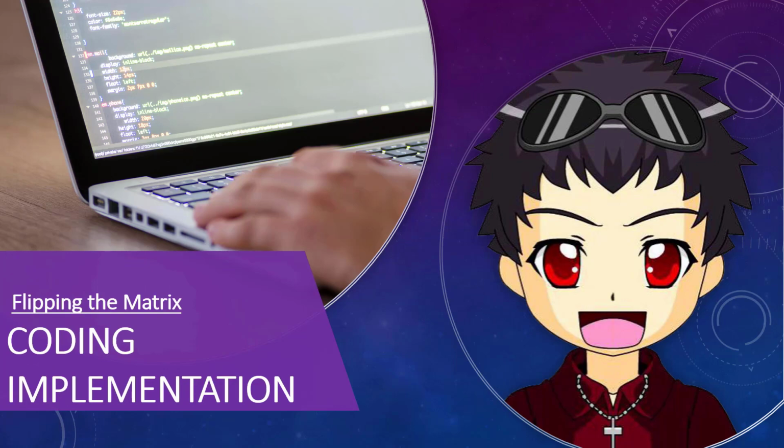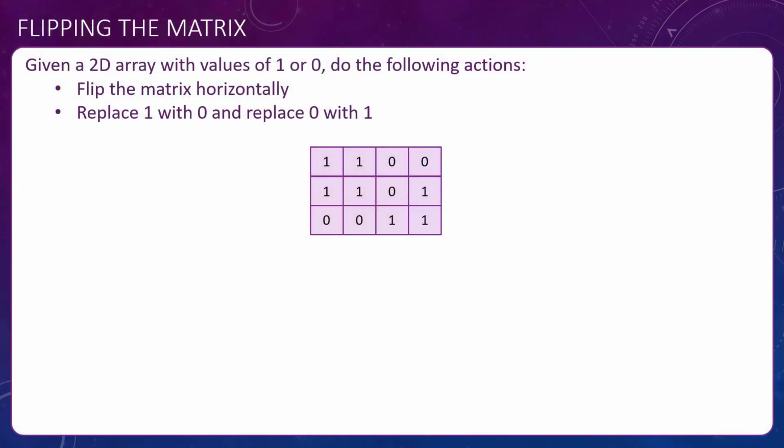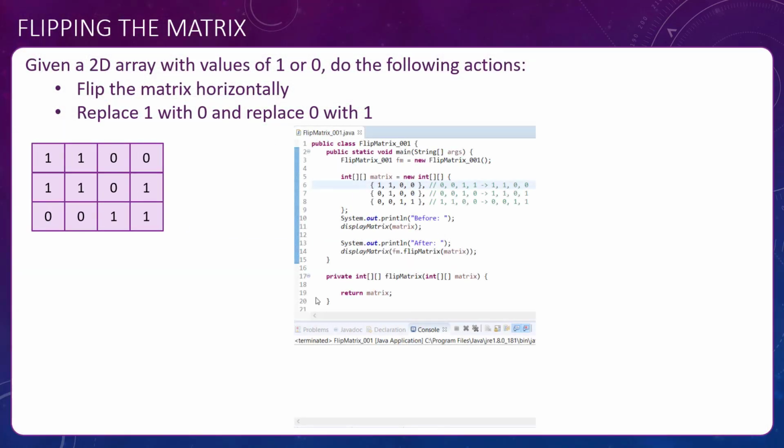Now, let's see how we are going to implement this in code. We are given a class which we call flipMatrix01, and then we have a main method. In our main method, we have the matrix, of course. Each row of the matrix corresponds to the values that we are going to flip and invert later on.